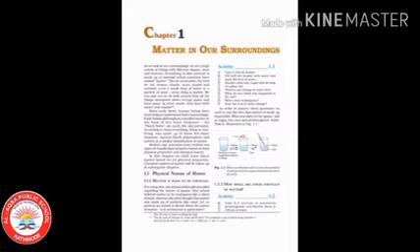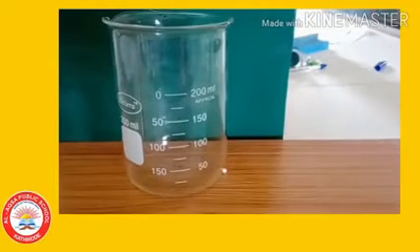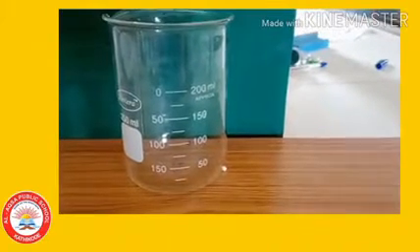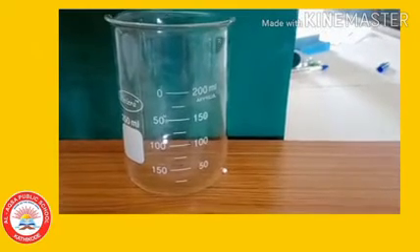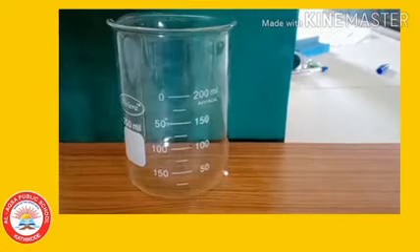Let us start. In this chapter, we shall learn about matter based on its physical properties. Let us perform an activity to decide about the nature of matter. Is it continuous or particulate? For this activity, first we have to take a beaker, 250 ml beaker.